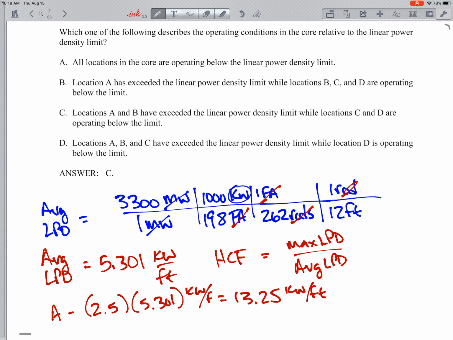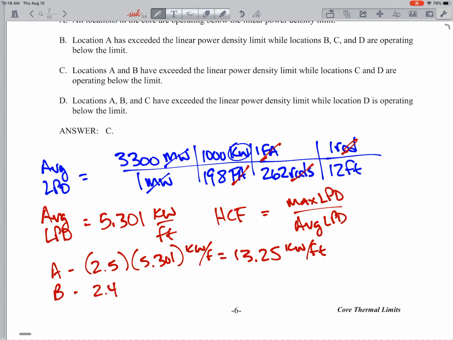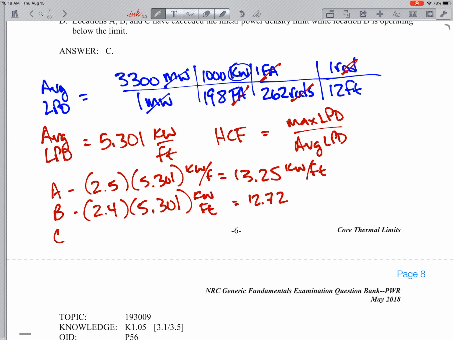And then we go back with our calculator and just repeat. So for location B, we're going to be 2.4 is our hot channel factor times 5.301 kilowatts per foot. That's going to be equal to 12.72. So that one's exceeded. And for Charlie, we're going to be 2.3 times 5.301 kilowatts per foot. That's 12.19 kilowatts per foot.